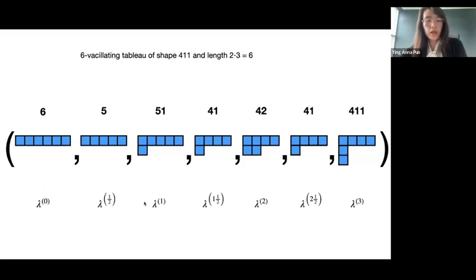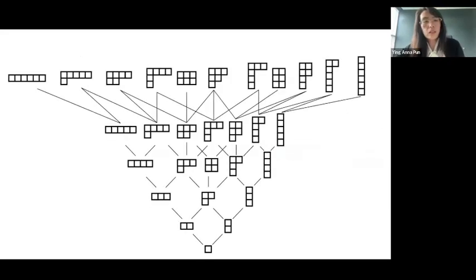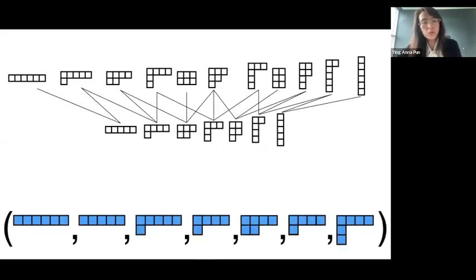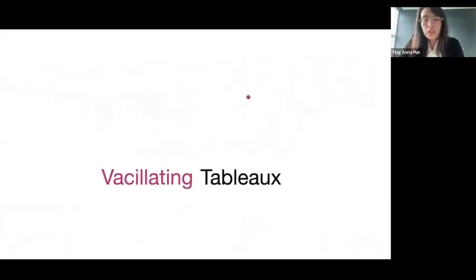So lambda 0, lambda 1/2, lambda 1, and so on and so forth. And one thing that you will notice is that all the integer shapes 0, 1, 2, 3 are all with 6 boxes. So they are partitions of 6. The half-integer ones are always partitions of 5. So if we look at the Young diagram, basically all the shapes are either 6 or 5. So we look at these two levels. You can see that the 6 is here, and then 5, and so on and so forth. So you're actually oscillating between the two layers. And that is the reason why we call it a vacillating tableau.